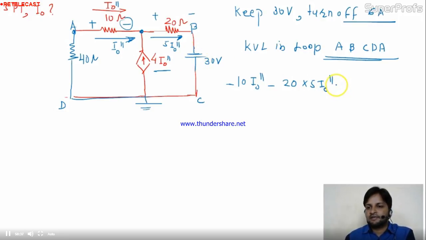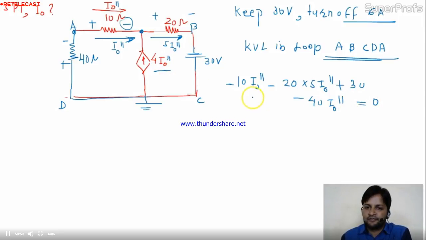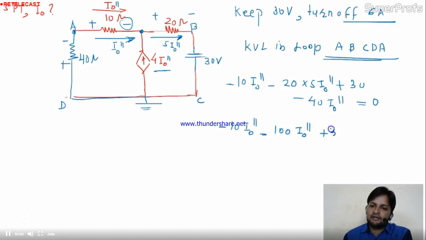Now come here. Plus 30 I encountered with. Come over here, over here, over here. This is the plus, this is the minus. So minus 40 I naught dash. Is it okay? This is all about the equation. In this equation only I naught is unknown. Okay. So again I'll simplify it. I naught double dash minus 100 I naught dash plus 30 minus 40 I naught double dash equal to 0.